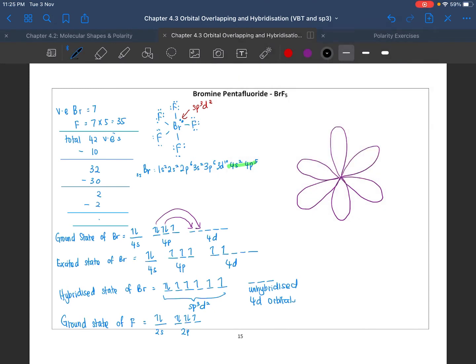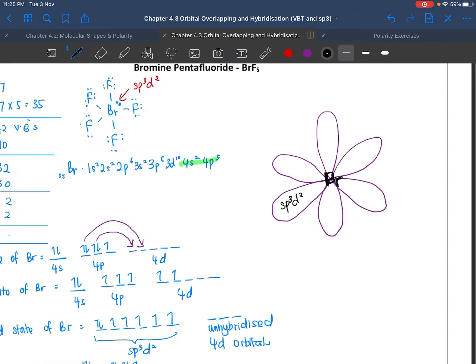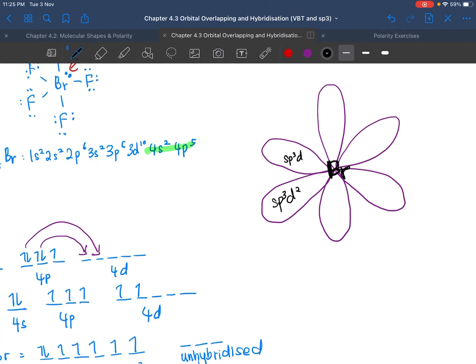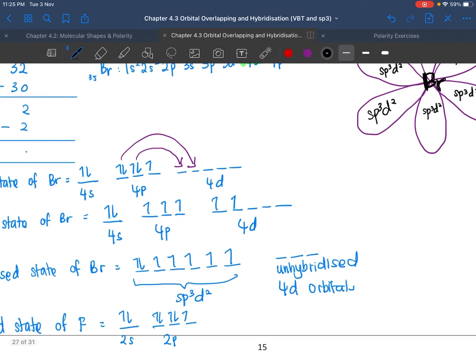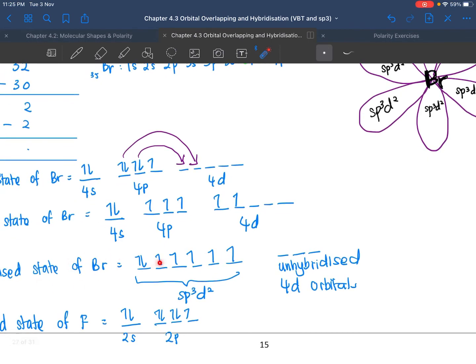Yang ini adalah bromine. So Br. Okay. And then that is Br. Lepas tu kita kena label. Each lobe here adalah sp3d2. Okay. So ini pun sp3d2. Okay. Settle. And then each lobe ada 1 elektron, sebab hybridized state dia ada 1 elektron. Tapi ada satu yang sepasang elektron.